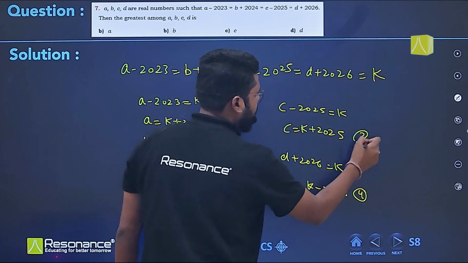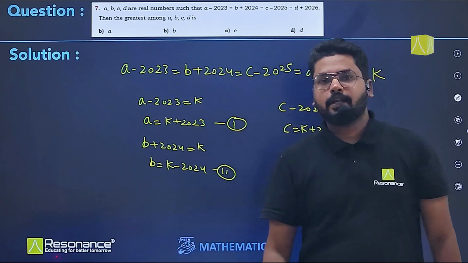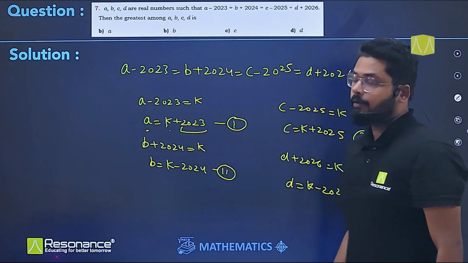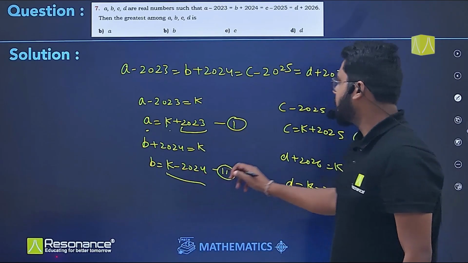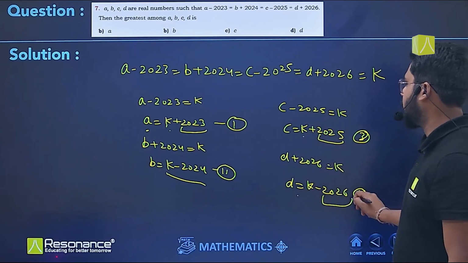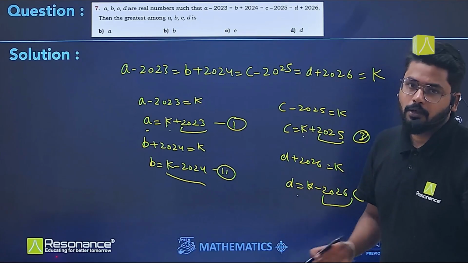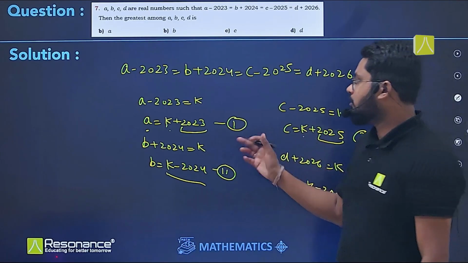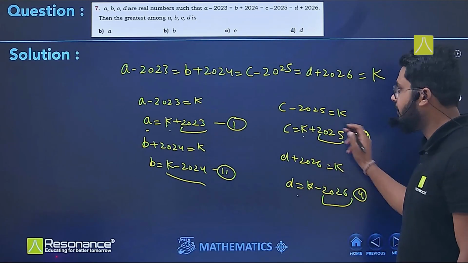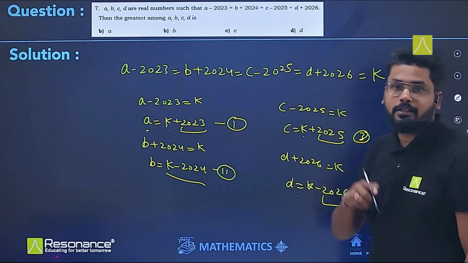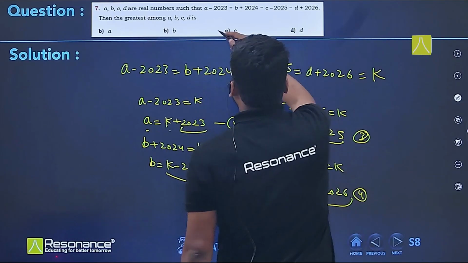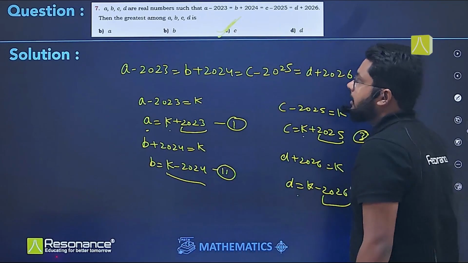This is third. So clearly we can see that A is K plus 2023. B is K minus 2024, if you subtract it, so this is less. In C you can see that we add 2025 to K, and in D we are subtracting 2026. This means B and D are out of competition. Now we have to compare A and C only. In A or C, K is common, but in A 2023 is added, while in C 2025 is added. This means C is greatest among all of them. So clearly C is our correct answer. Okay.